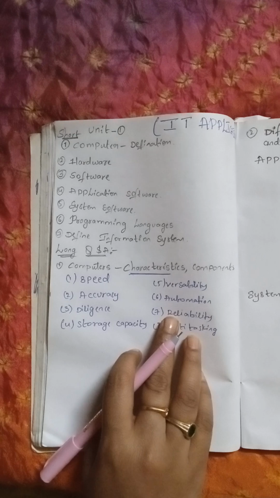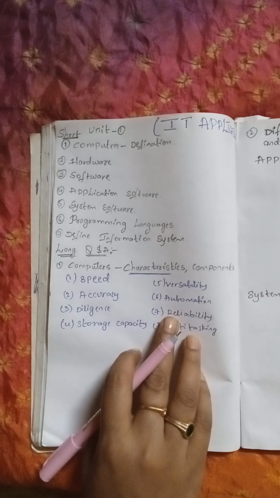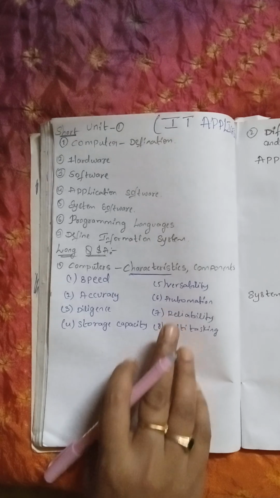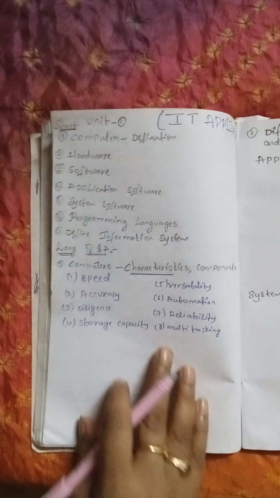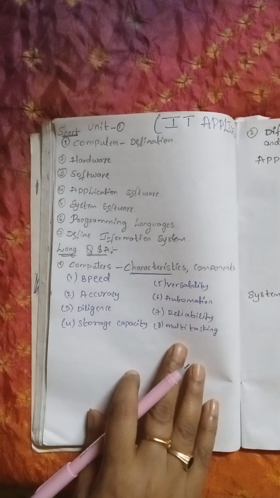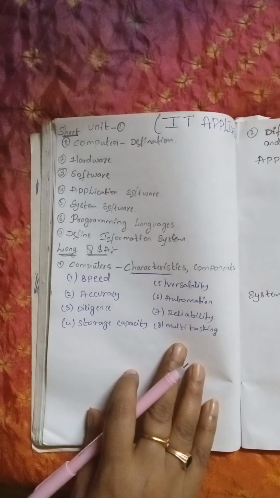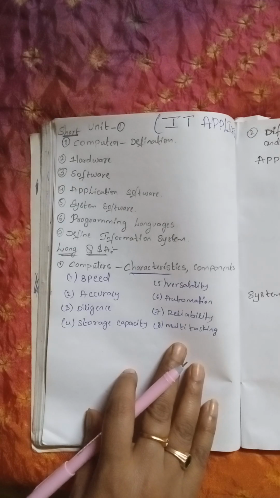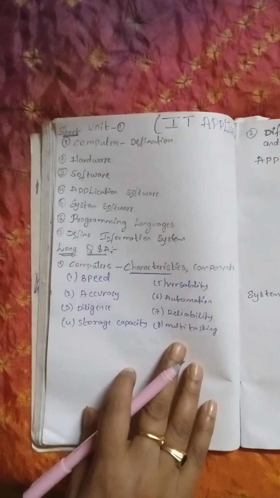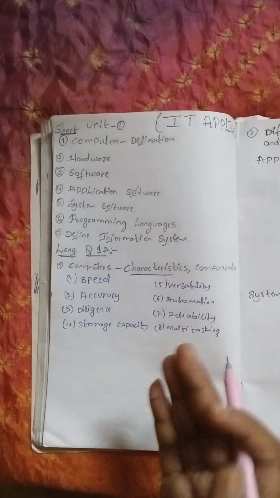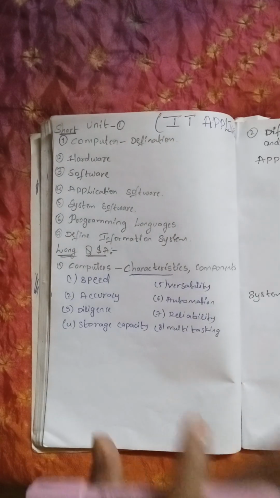The seventh one is reliability. It produces consistent and dependable results. And the last one is multitasking. It does n number of works, like sending and receiving emails, and using PPT. We use a computer for PPT presentations and for Excel work, so that is what we call multitasking.